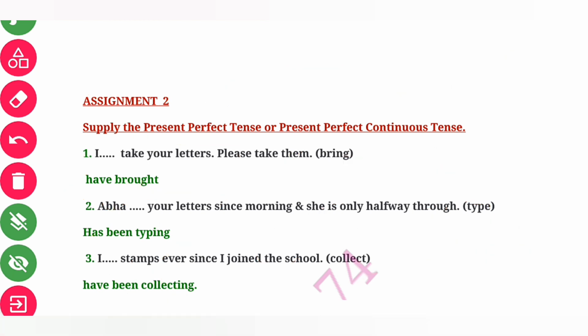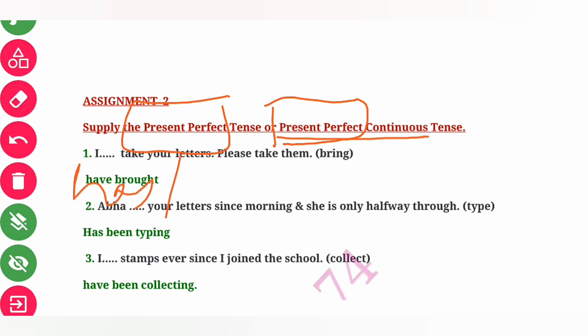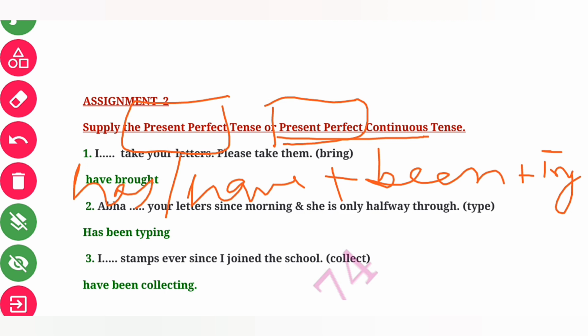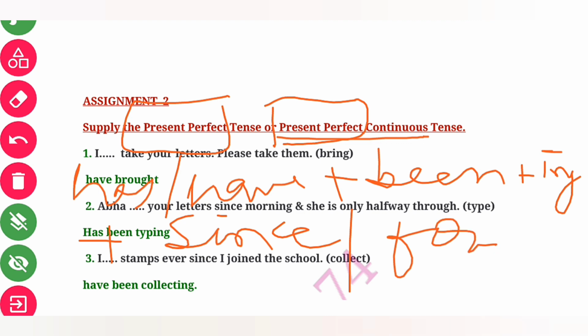Now let us talk about present perfect continuous tense. This is the same as present perfect, only continuous is used. So two things you have to add here. First of all, has or have, then been, then the ing form, and then since or for. This is the structure that we are going to use in this tense. Remember this structure and never forget it.